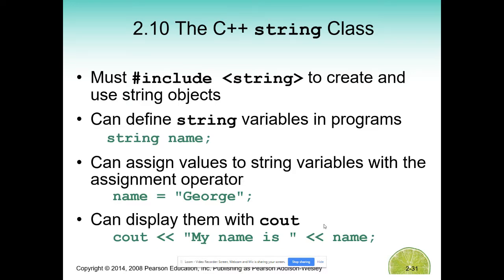You must include the string header to create and use string objects, and you can define string variables in programs as string name. You can assign values to string variables with the assignment operator, like name equals George, or you can do it in the same line. You can display them with a cout. My name is, okay.